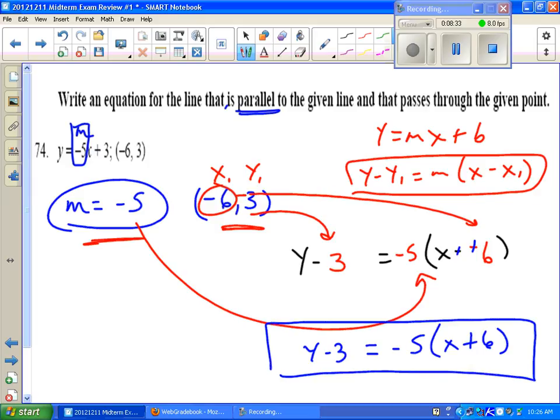That's point-slope form. If you wrote it in slope-intercept form, real quick, negative 5 times x, negative 5x minus 30, you would add 3, so it'd be y equals negative 5x minus 27 would be your slope-intercept form.